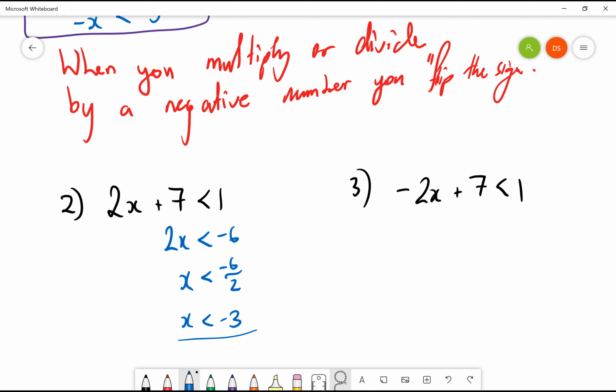Okay, the negative is still there, but it's not what I divided by. Over here, negative 2, add or subtract, it doesn't change things. And when I divide by negative 2, this is when I flip the sign, because dividing by a negative flips the sign. And so now I have.